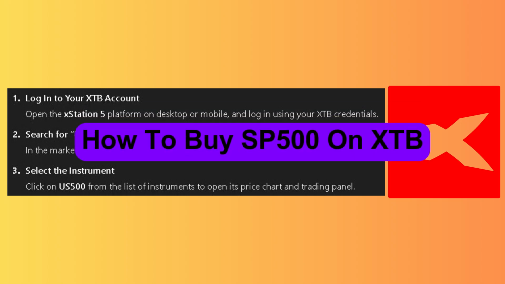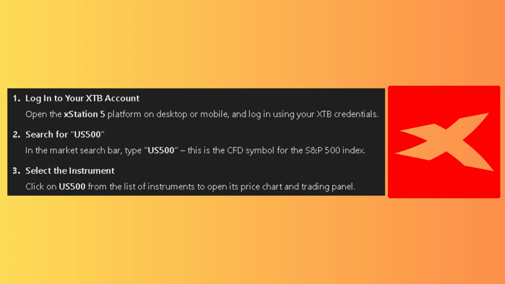In this video, you will learn how to buy the S&P 500 on XTB. Log into your XTB account, open the xStation 5 platform on your desktop or mobile, then log in using your XTB credentials. Search for the US 500. In the market search bar, type US 500. This is the CFD symbol for the S&P 500 index.